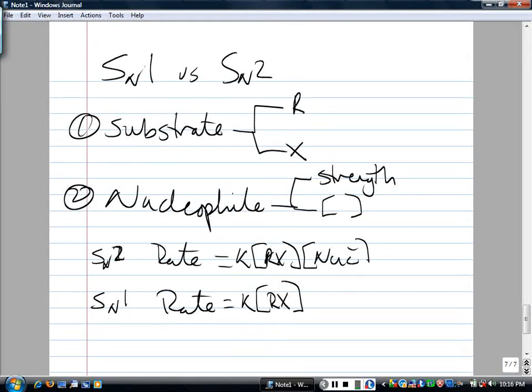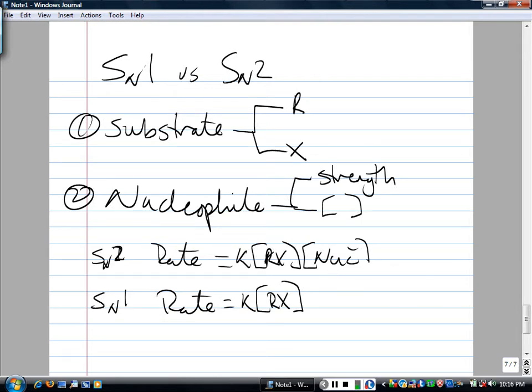Why is that important? Let's say I mixed 1 molar RX, and I want to get the reaction to be SN2. What I want is the rate of the SN2 to outstrip the rate of the SN1. In other words, I want the SN2 reaction to be so fast, the SN1 reaction can't compete. So how would I do that? If I already have 1 molar RX, how can I make the rate of the SN2 reaction outstrip that of the SN1? The answer is, make the nucleophile concentration huge.